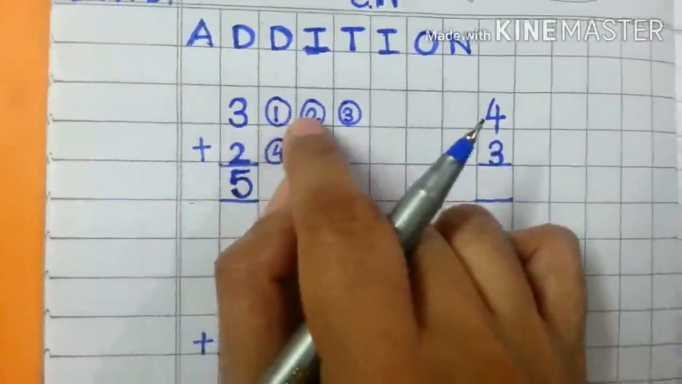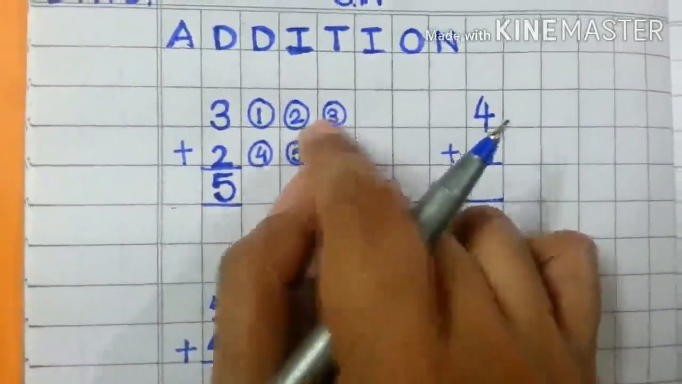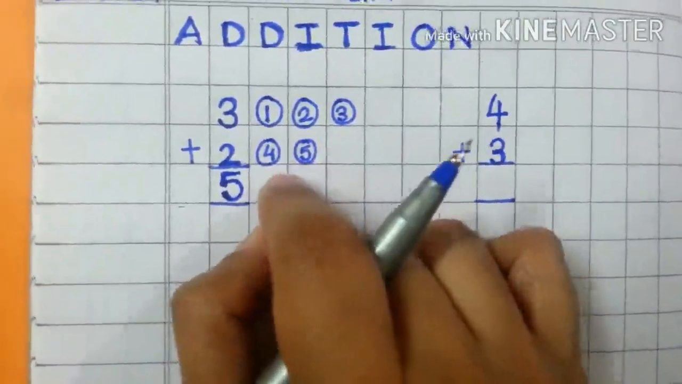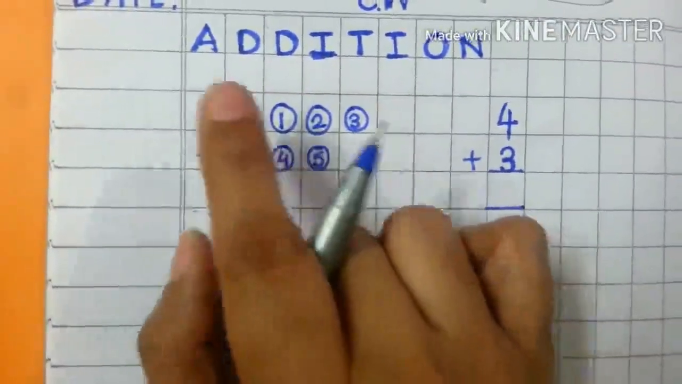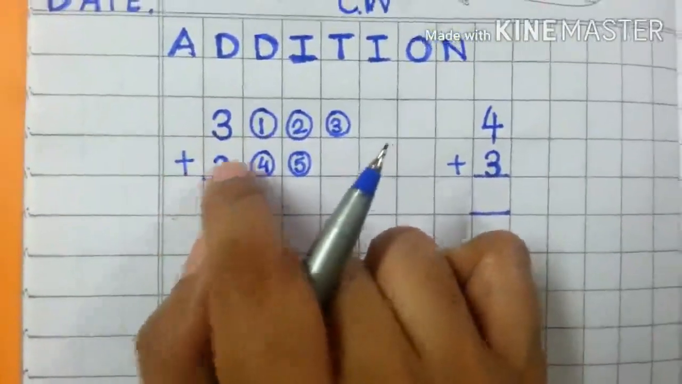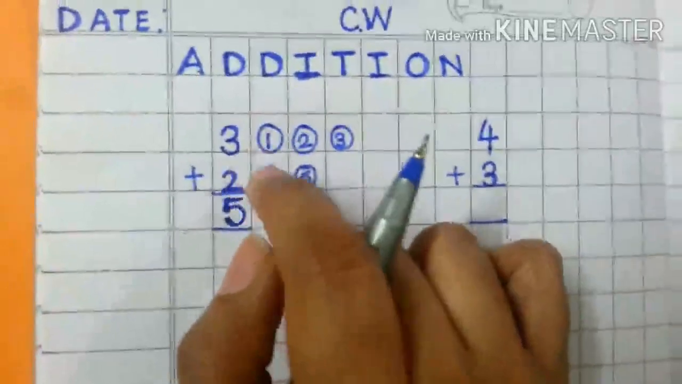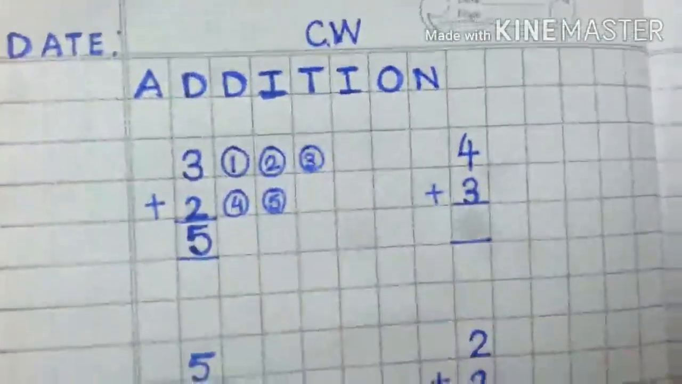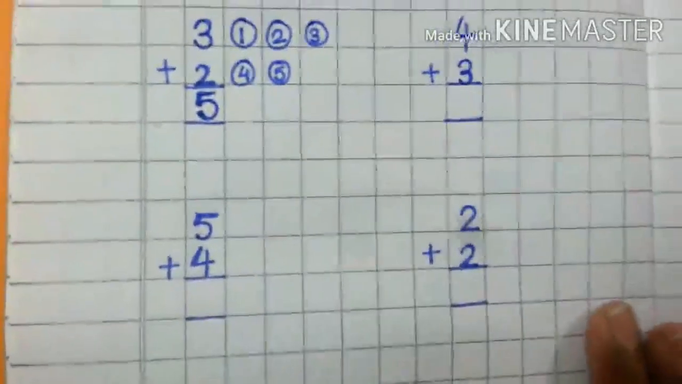Let's check one more time. 1, 2, 3, follow the forward counting, 4, 5. We have 5 marbles all together. 3 plus 2 are 5. 3 plus 2 are 5. Now come to next problem.